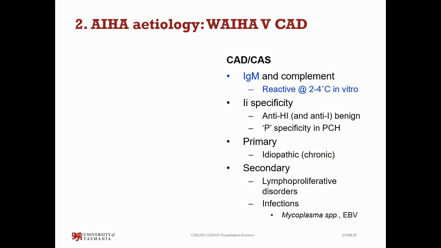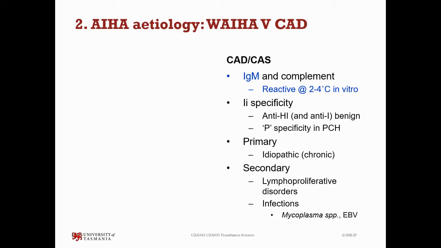And when we have a look at cold agglutinin disease, about 16% of all autoimmune hemolytic anemia are caused by cold autoantibodies, and so these are IgM and they bind complement.